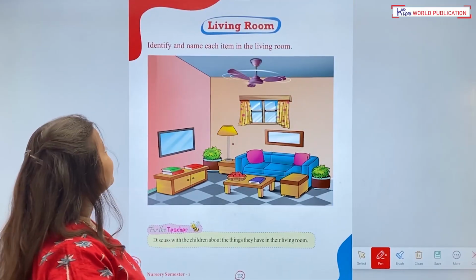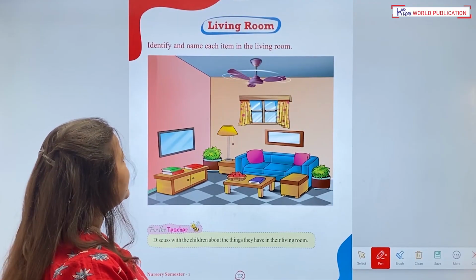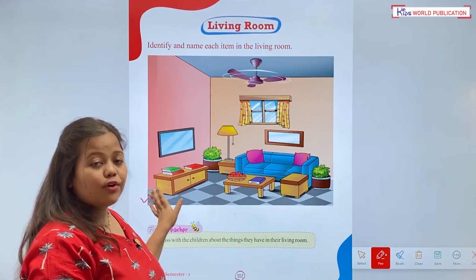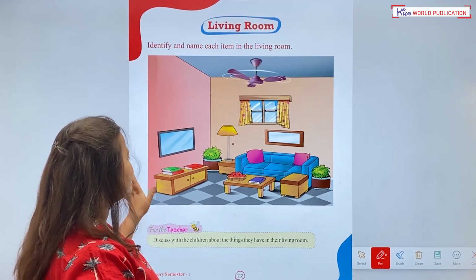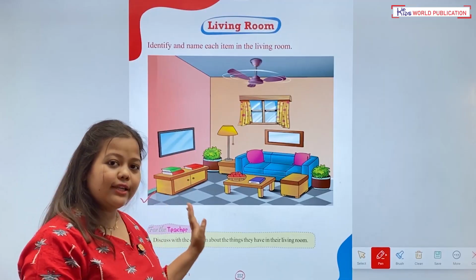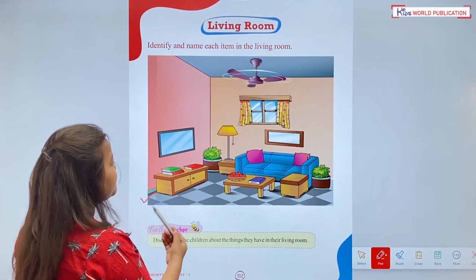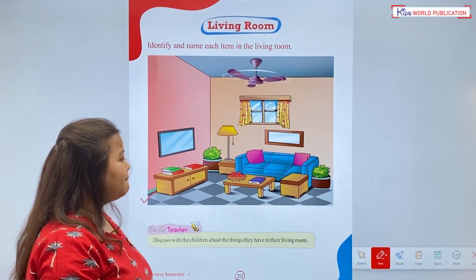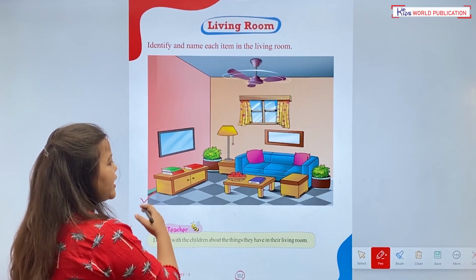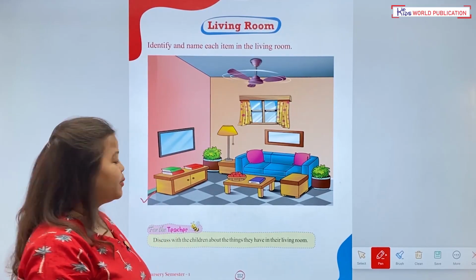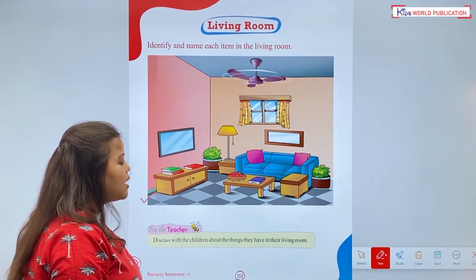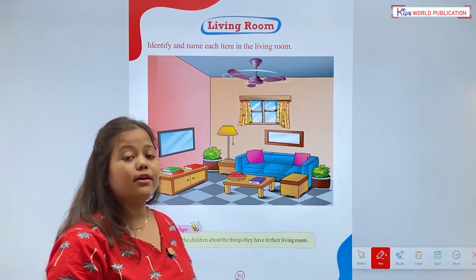Living room. Identify and name each item in the living room. So kids, this is a picture of a living room and you will identify the items and write their names. For example, television, lamp, curtain, sofa, pillows. So you will write all the items' names in your notebook. For the teacher, discuss with the children about the things they have in their living room.